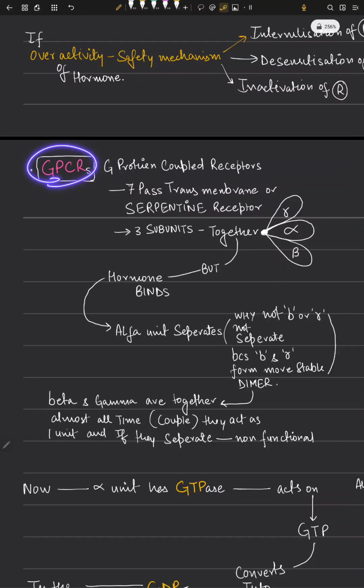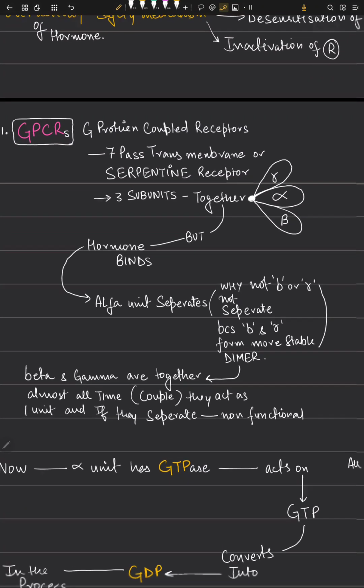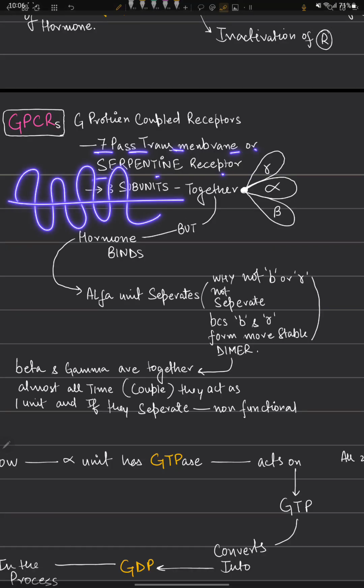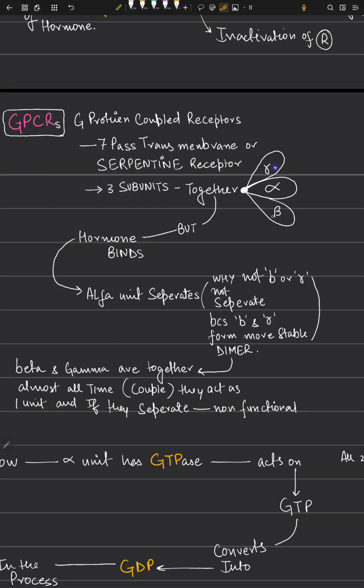GPCR, G protein coupled receptors, are 7 pass transmembrane or serpentine receptors. They pass 7 times through the membrane. They have 3 subunits: alpha, beta, and gamma. What do these subunits do?